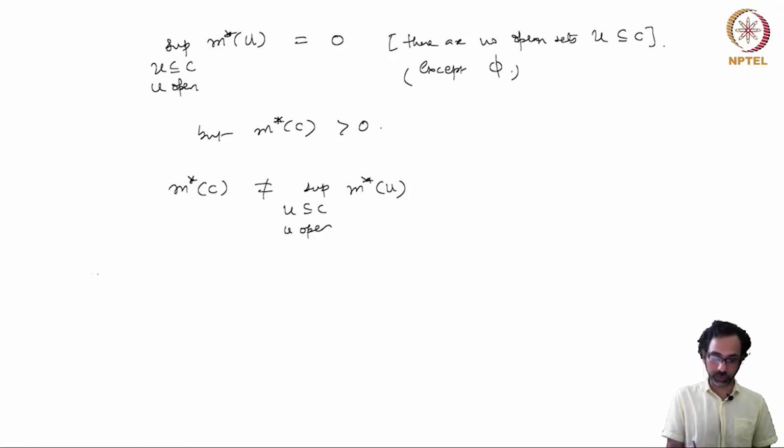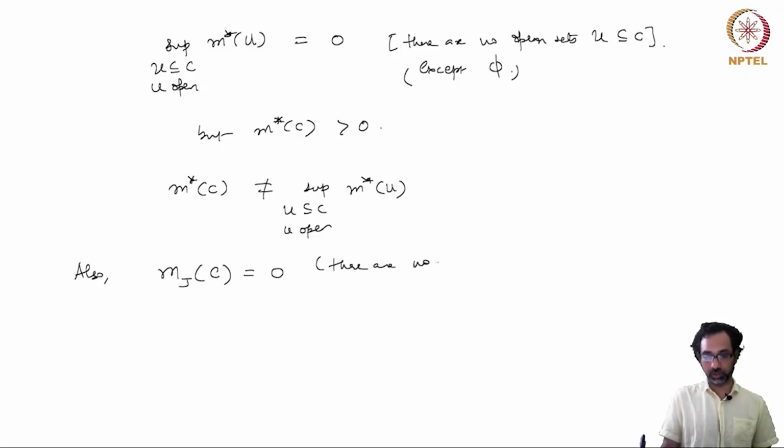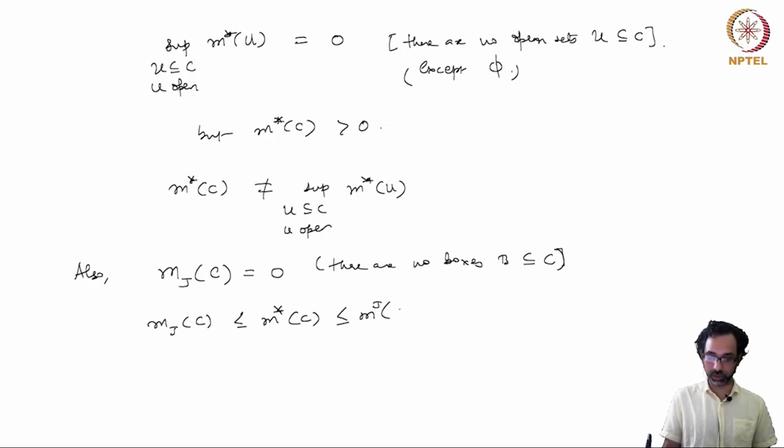This example also shows the Jordan inner measure of this set C is 0, because there are no boxes B sitting inside C. So the Jordan inner measure is going to be 0, and since the Jordan inner measure is less than or equal to m star C, which is less than or equal to the outer Jordan measure, this implies that C is not Jordan measurable.